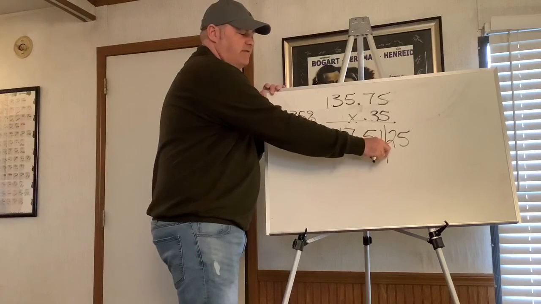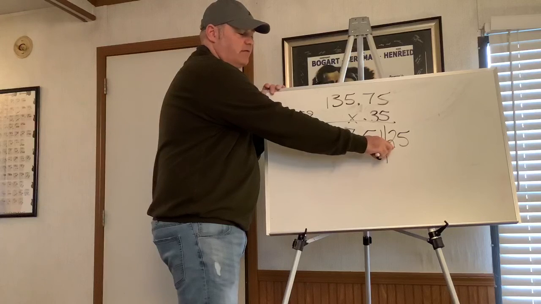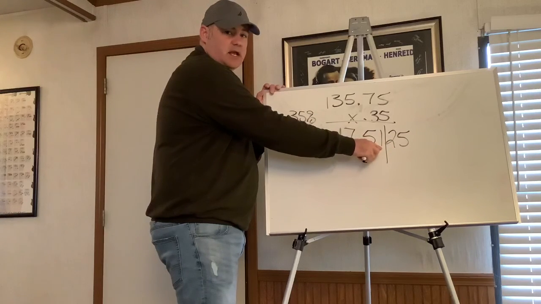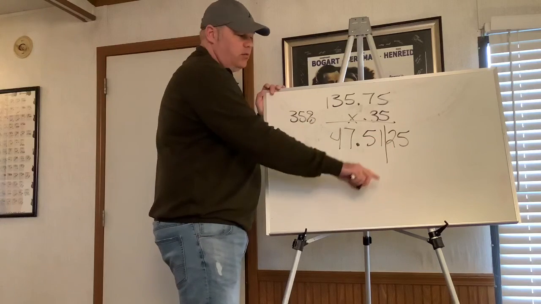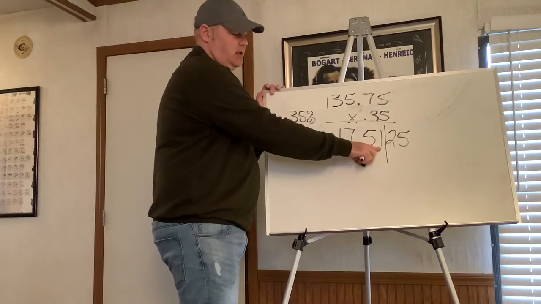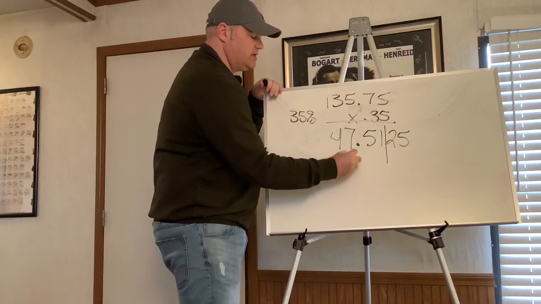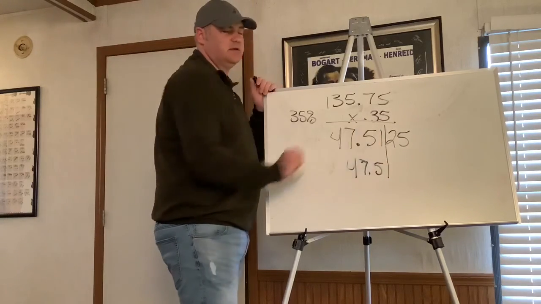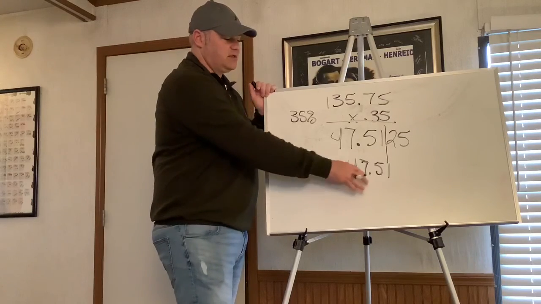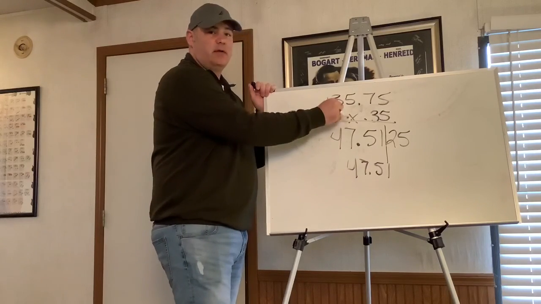If this is a 5 or higher, which it's not, it would raise this to the next penny, to 2. But it's 4 or below, which means this stays just 1 penny. So that means this is 47.51. They're going to round this to the nearest penny. So this is 47.51 that I get taken off my original amount.